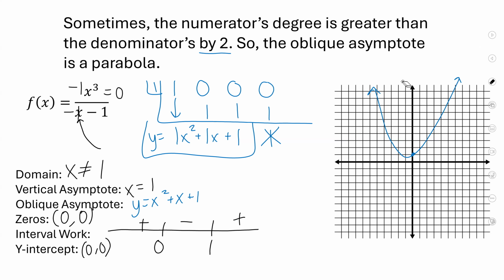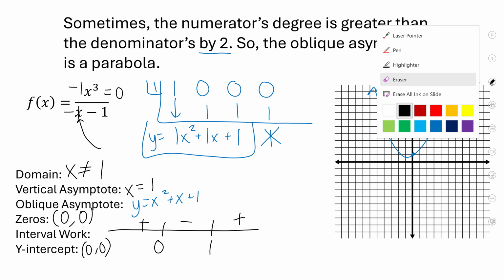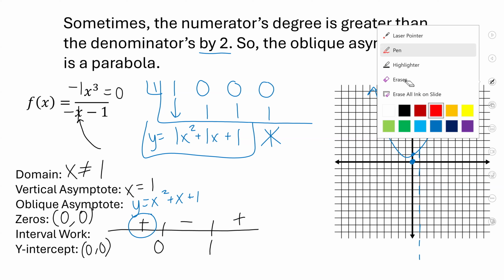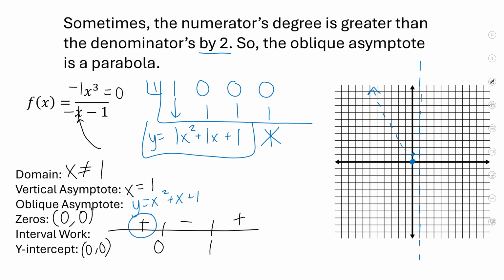My oblique asymptote, we already graphed it. So let's go ahead and put my vertical asymptote at 1. I have a 0 right here, and that's also my y-intercept. Okay, so when I'm on the left side of 0, I need to be positive. So my graph, and sorry, let me draw my oblique asymptote with a dash so that you know that I'm talking about an asymptote. Okay, so my graph will be positive on the left side.